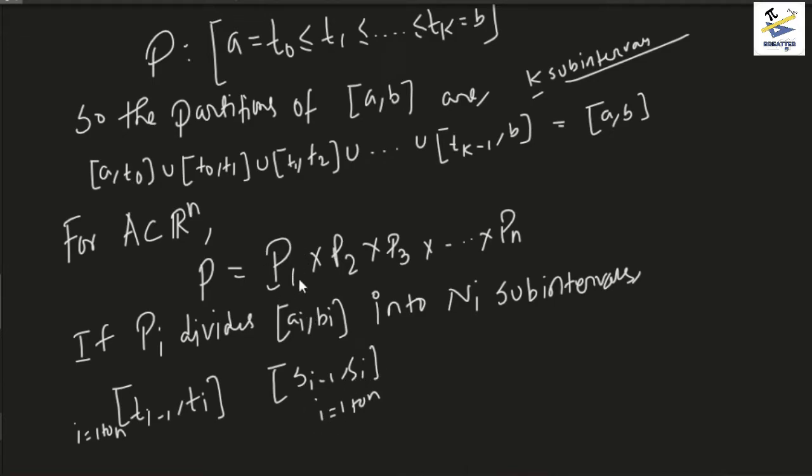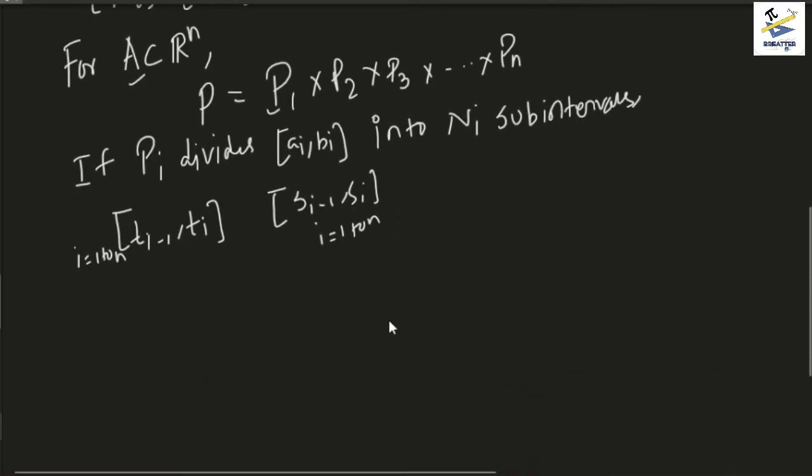So each of these Pi's are different partitions, and they divide this integral region, or this closed rectangle A, into a finite number of disjoint subrectangles themselves. Each of the Pi's divides them into ni more rectangles, right? So this is how we can partition the multidimensional case by breaking it down into the single-dimensional case. Now what we can do more is as follows.